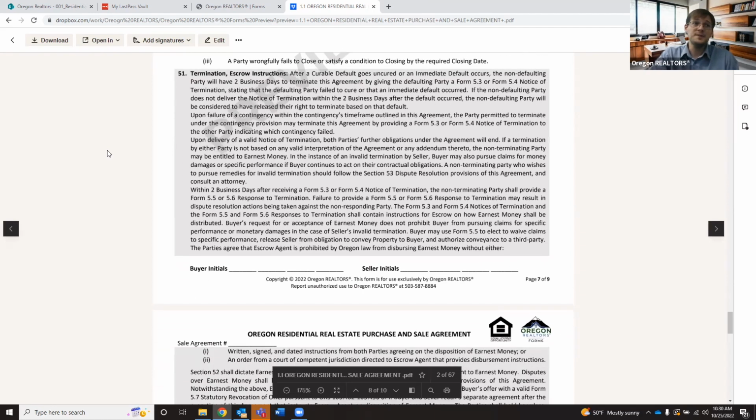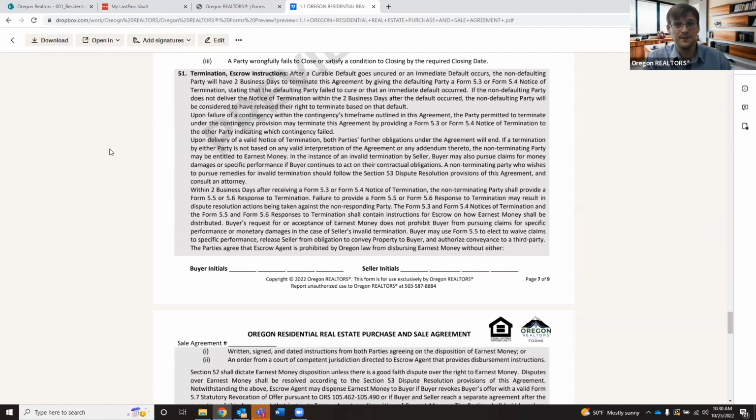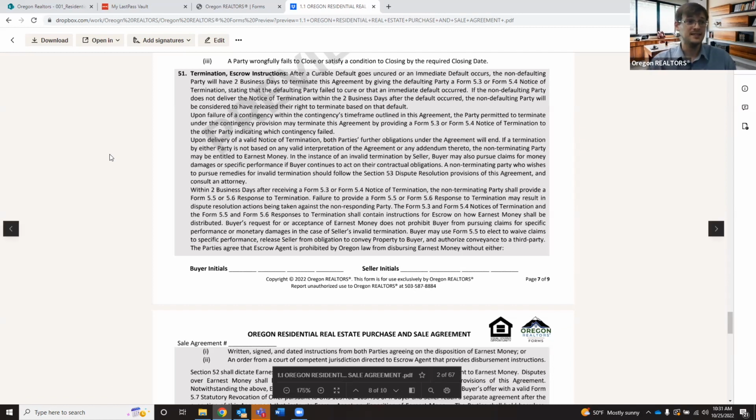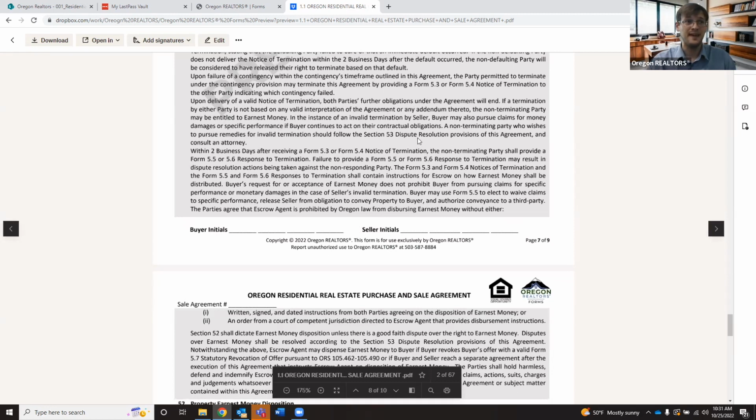Then we get into termination, roughly what we were talking about. If there are things that say you can terminate, you can terminate. If there's a default, you say, please fix this. If they don't fix it, you can terminate. If there's a property disclosure problem, you can revoke. That's its own thing. It's also in this section. But essentially, this provides you with the pathway of how you are supposed to end a transaction.